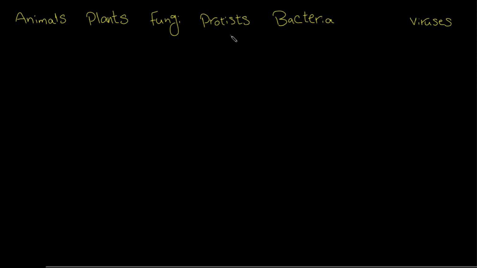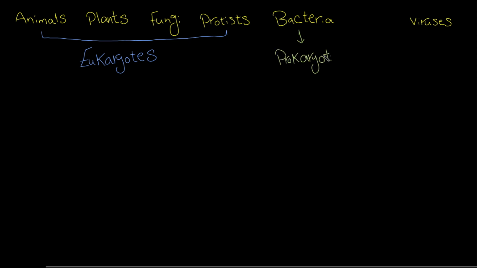So before hopping into the main differences between each of those, you need to know first that animals, plants, fungi, and protists are called eukaryotes, while bacteria are called prokaryotes. The term eukaryote is derived from the Greek words eu, meaning real or true, and karyon, meaning kernel. Together it means true nuclei, while prokaryote means before nuclei.